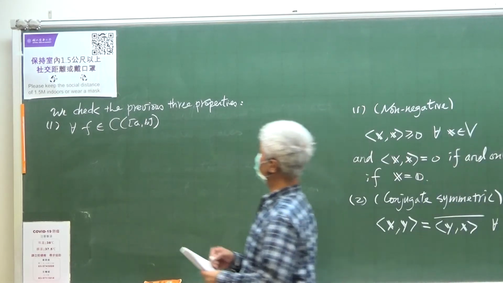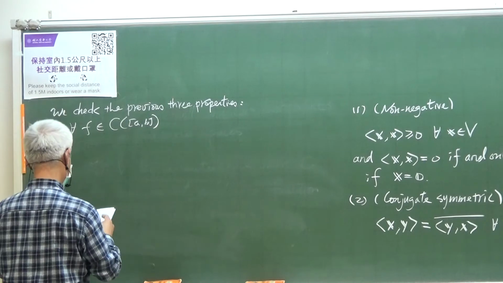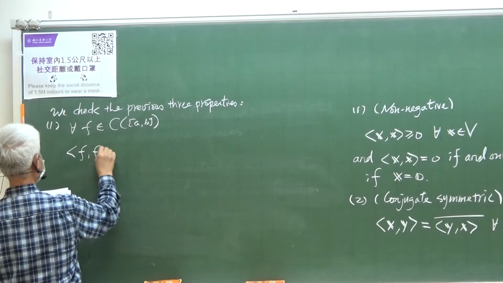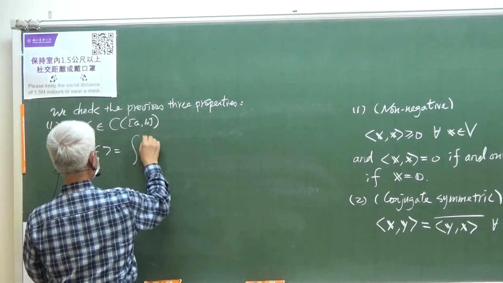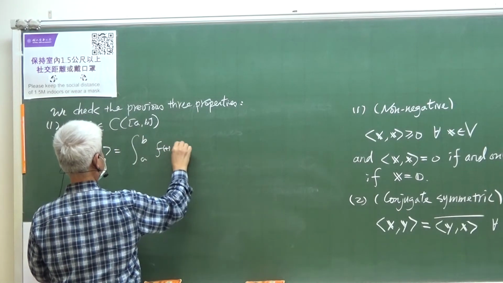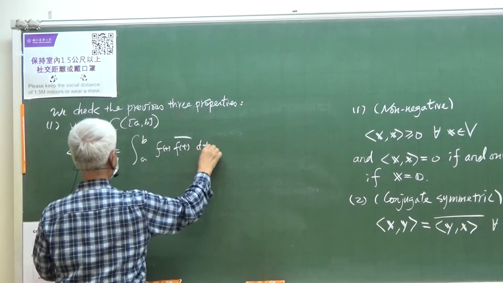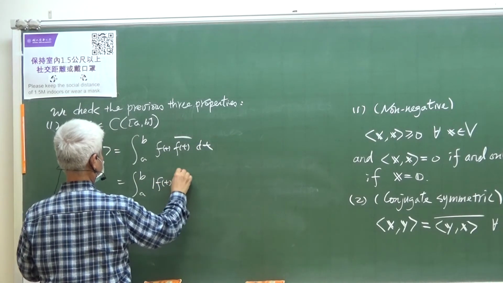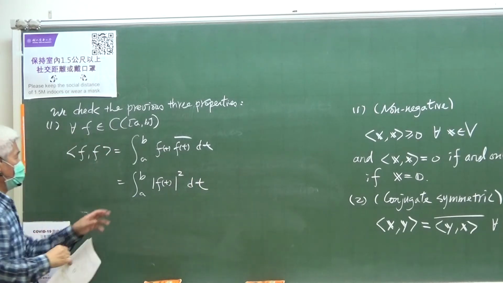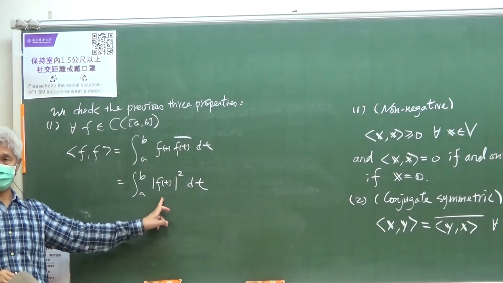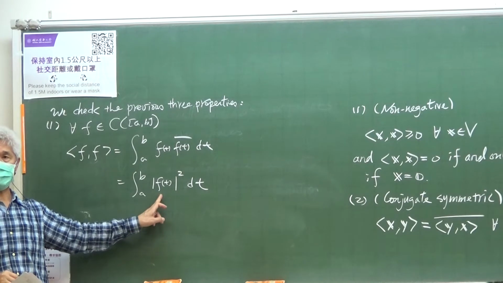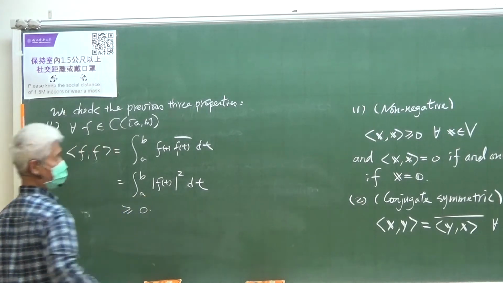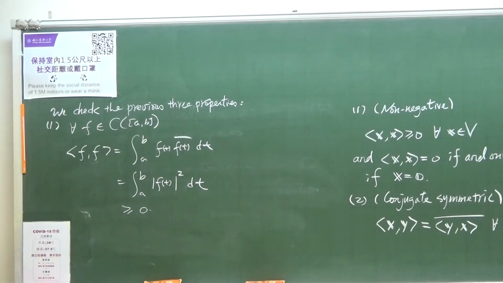But the important thing is we have to check the three properties here. Alright? So we check, okay, now the integrand is non-negative. So that, of course, if the integrand is non-negative, then the integral must be non-negative.